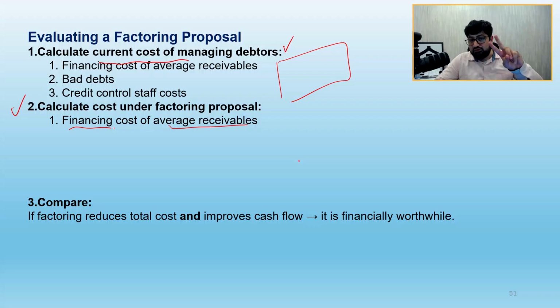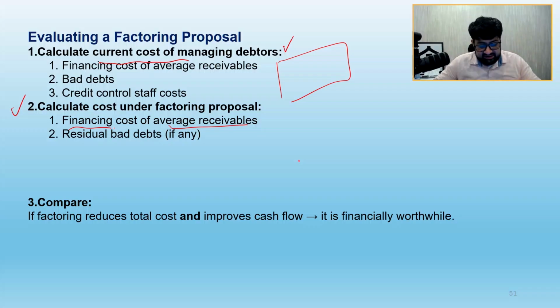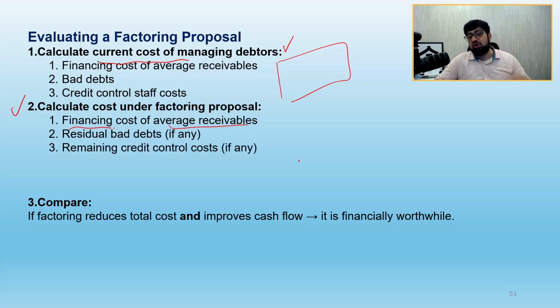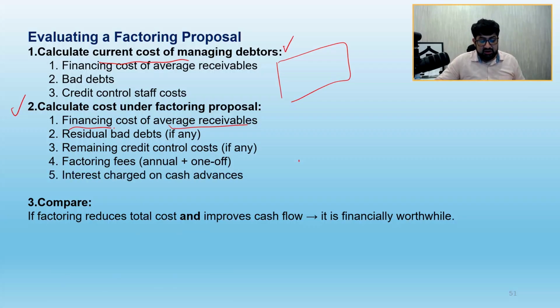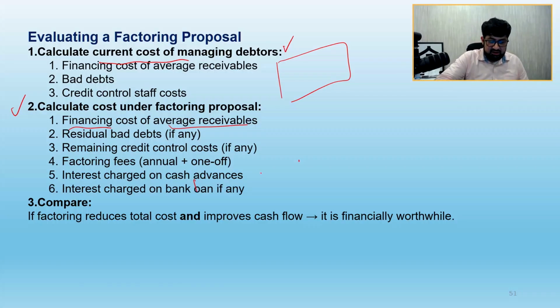Finance cost is of two types. One is paid to the factor, the other is paid to the bank for the remaining. Okay? So residual bad debts, if any, and then remaining credit control costs, if any, and then the factoring fee. Interest is charged on cash advances and on the bank loan. So basically, these two are related to point number one.